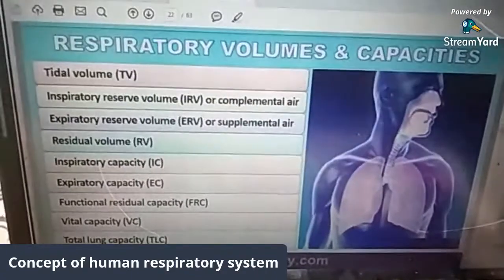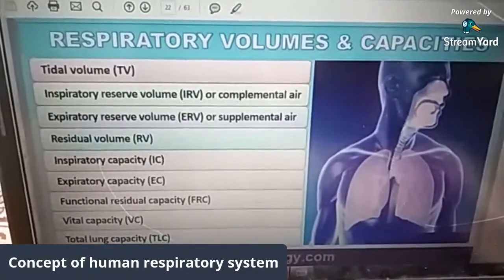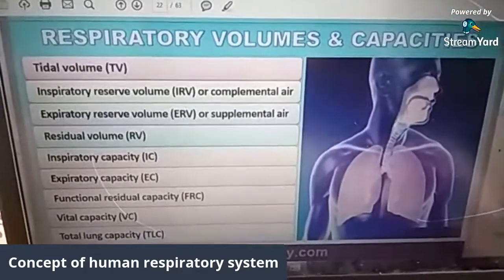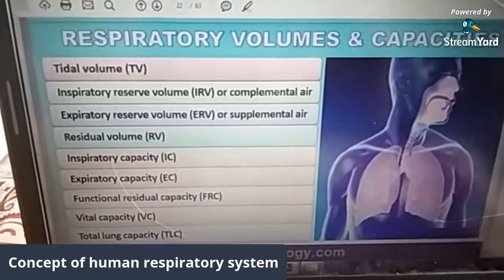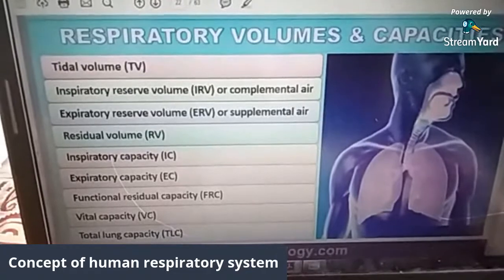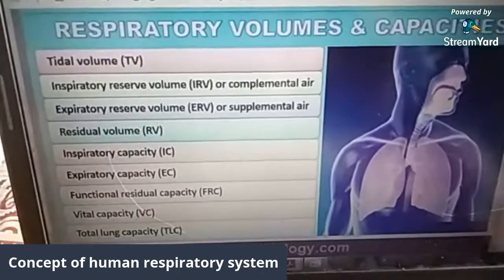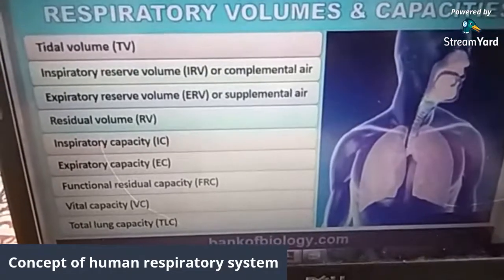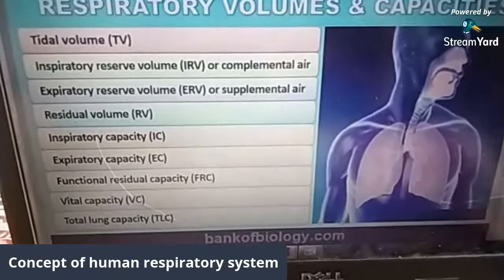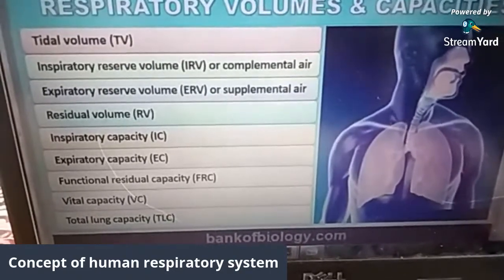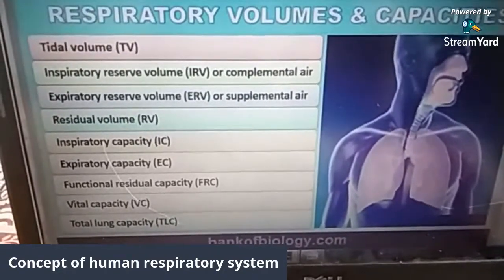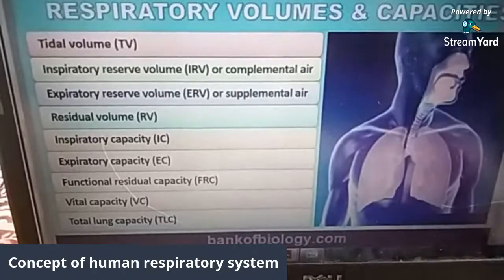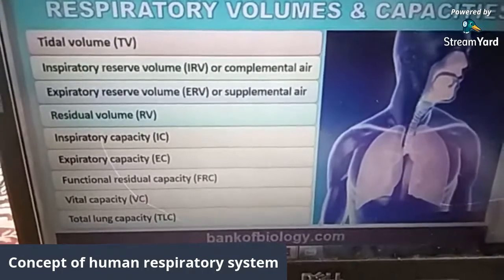Clear? Okay. Next, there are some terms related to the respiratory system, and this is the last topic for today's class: all those terms, their full forms and their definitions. Some terms are TV, the tidal volume. Next is the IRV, the inspiratory reserve volume. Next is the ERV, the expiratory reserve volume. Next is the RV, residual volume. Next is the IC, inspiratory capacity. Next is the EC, expiratory capacity. Next is the FRC, functional residual capacity. Next is the VC, vital capacity. And the last one is the TLC, total lung capacity. All those terms are quite important for your 1 mark question.